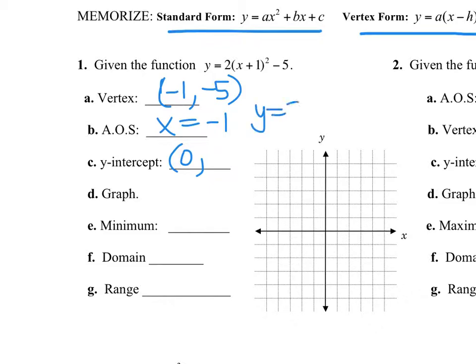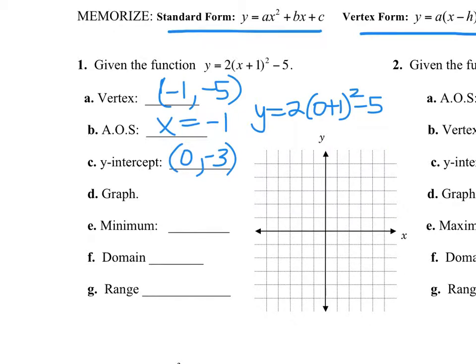So you would do 2 times 0 plus 1 squared minus 5. Okay? It's not going to be the number on the end in vertex form ever. Pretty much ever. All right, so what do we get? -3? All right. And now we're ready to graph.